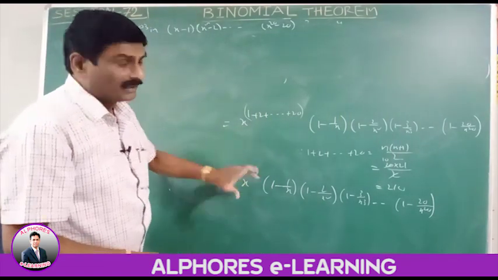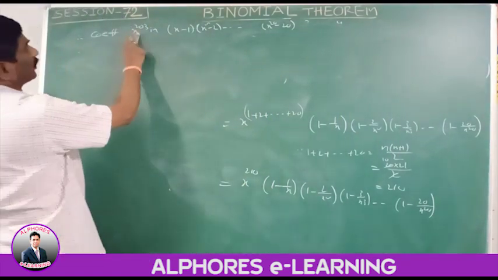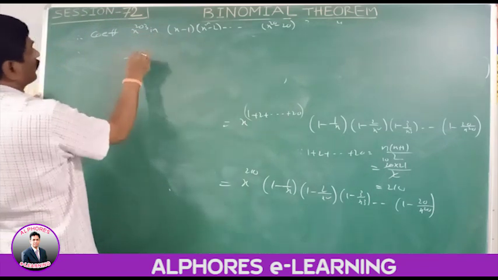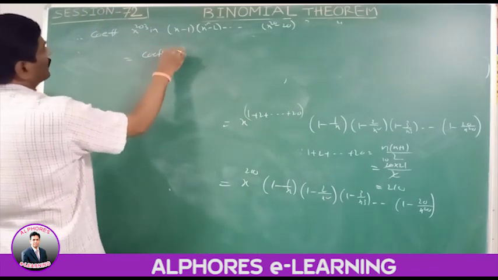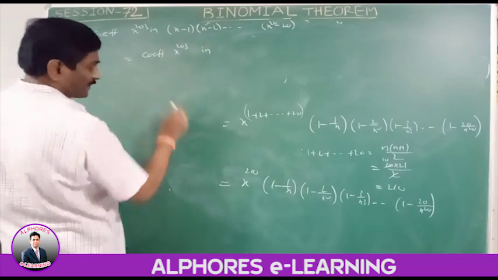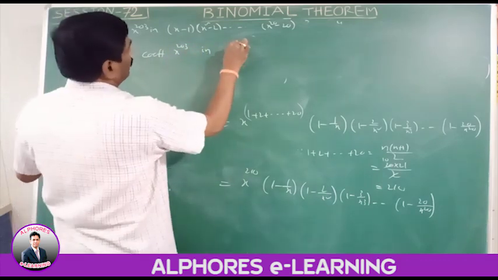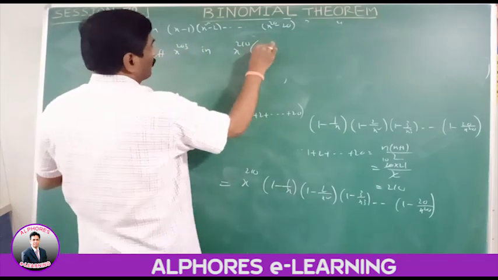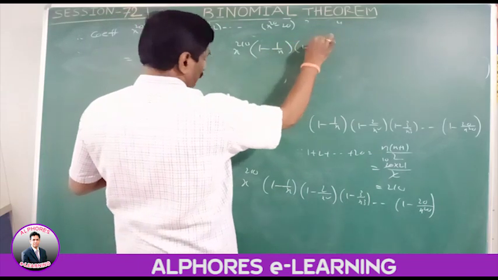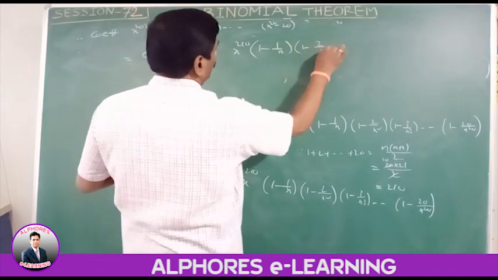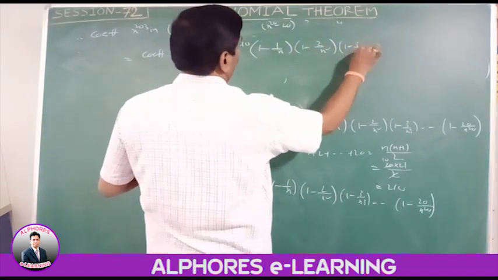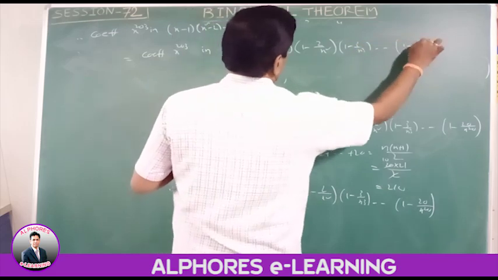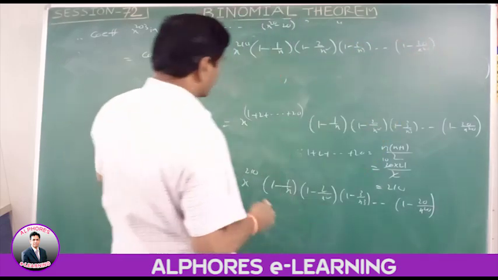These two are equal. That means the coefficient of x^203 in this expansion is equal to the coefficient of x^203 in the expansion of x^210 into (1 - 1/x)(1 - 2/x^2)(1 - 3/x^3) and so on, up to (1 - 20/x^20). Please write this value.